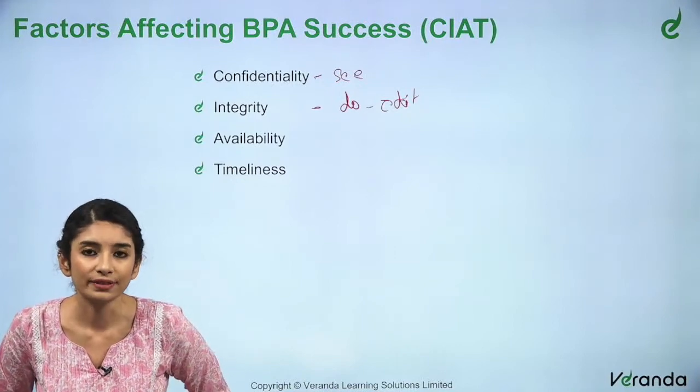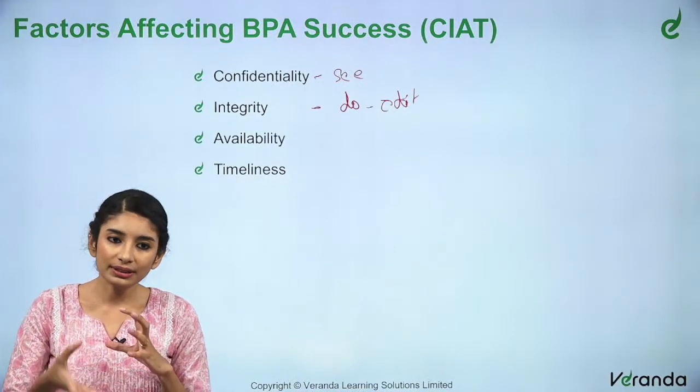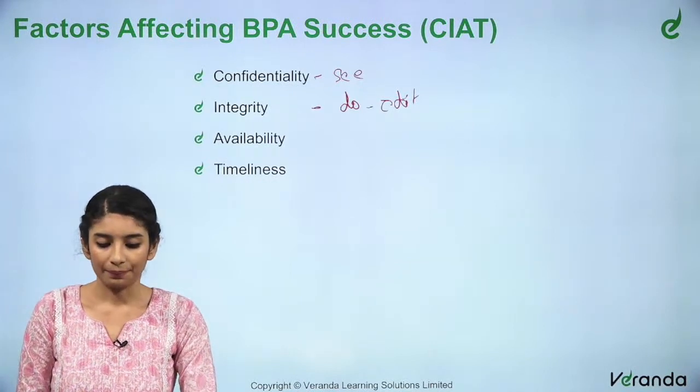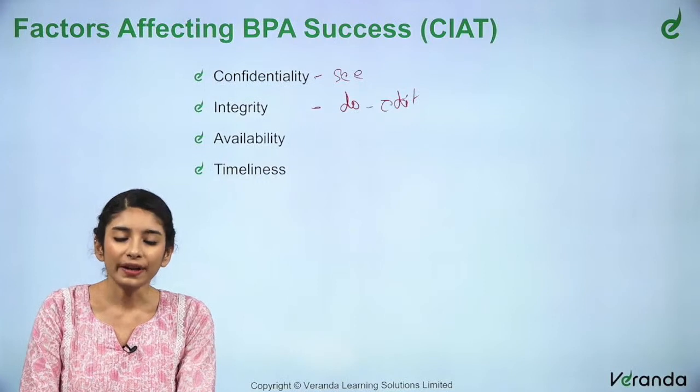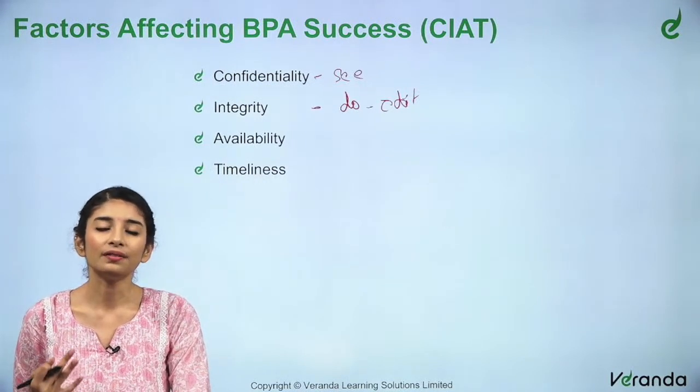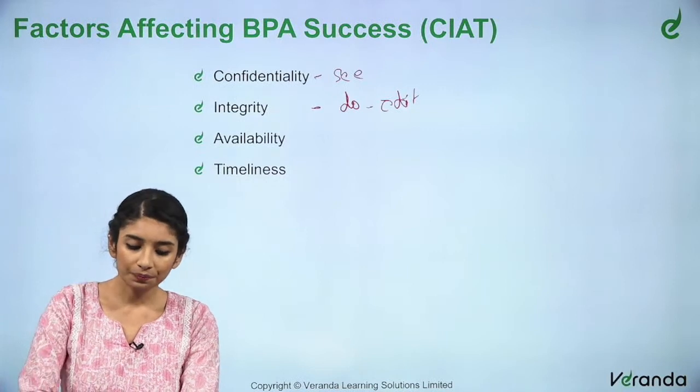And then we have timeliness. Availability of data means data is available when it is needed. Timeliness: it is available on time. Clear? Factors affecting BPA success, very easy. Confidentiality, integrity, availability and timeliness.